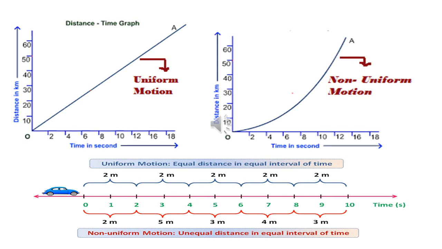But when a car moves from the rest position to 2 meters, the difference between them is 2 meters, and the time is 0 to 2 seconds, it's 2 seconds. But the car then moves from 2 seconds to 4 seconds. The difference in time is equal, but the car moves 5 meters. So the distance equals 5. Then the car moves 3 meters. So the difference is 3 meters. Then 4. So it is non-uniform: unequal distances in equal intervals of time.